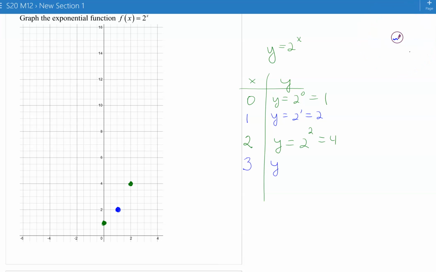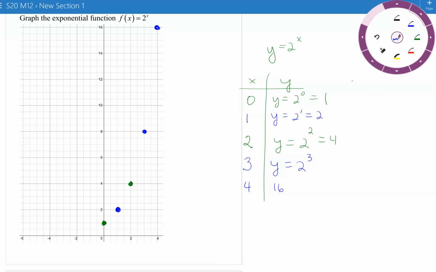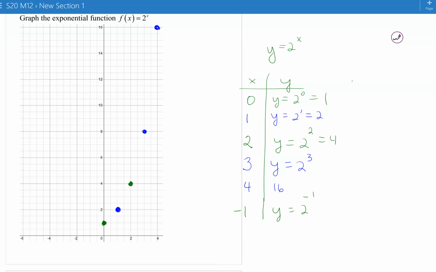Then when x is 3, I get 8. And when x is 4, I'll get 16. And then let's do a negative value. When x is negative 1, y equals 2 to the negative 1, which is 1/2. And then negative 2, I'm going to get 1/4. So here is the shape of my exponential graph, and we'll talk more about it in the next video.